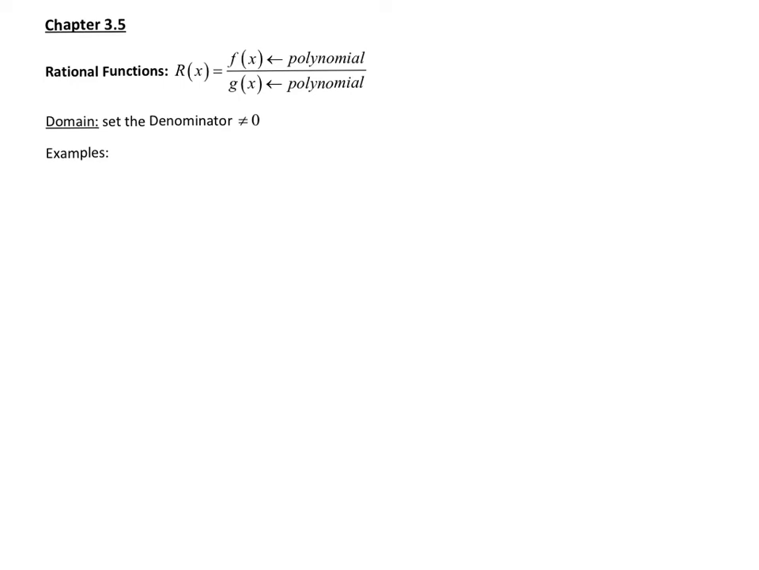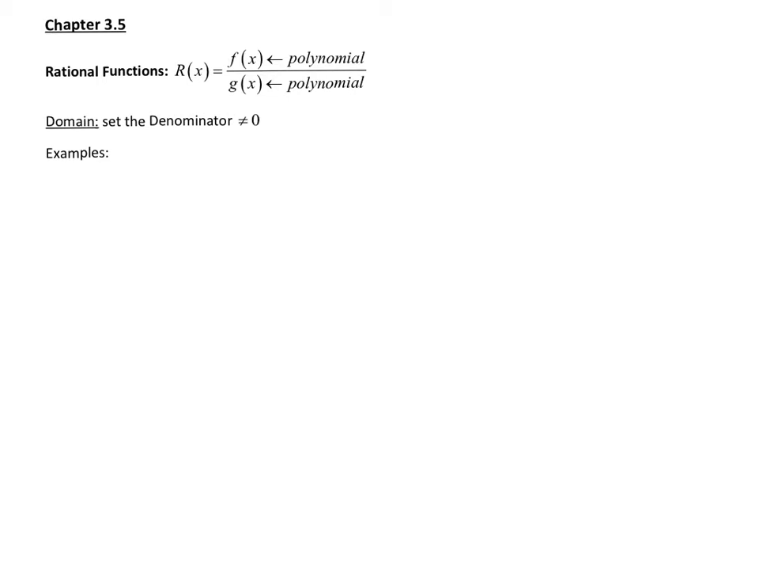Now we want to explore a new type of function called a rational function. A rational function is composed of a polynomial in a numerator and a polynomial in a denominator. So really you can think of a rational function as being a fraction, right? A fraction where I've got polynomials on the top, polynomials on the bottom.